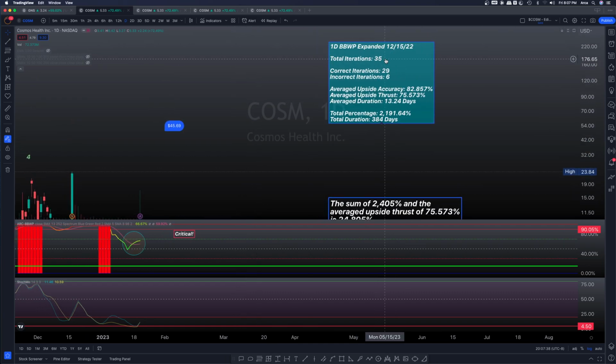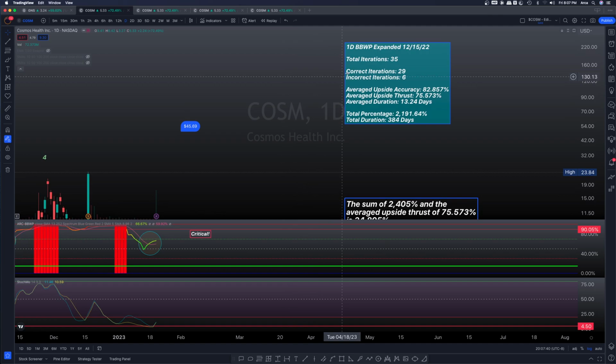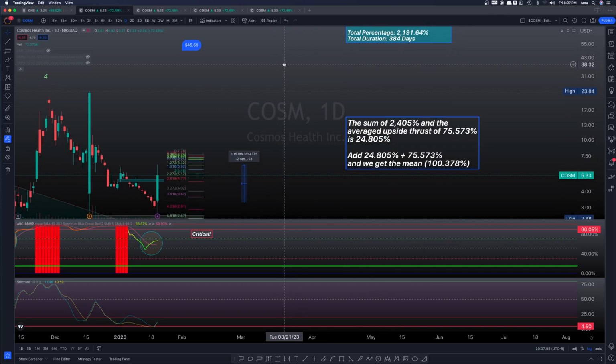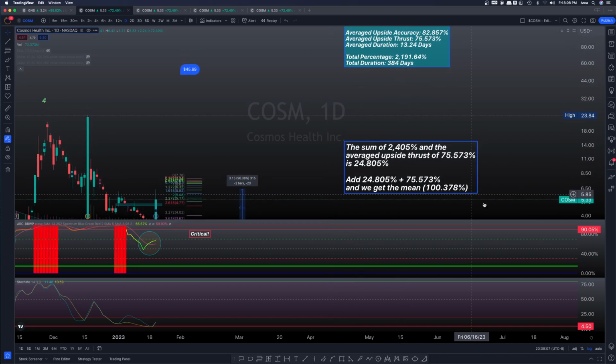Out of a total 35 iterations throughout the entire trading history of COSM on the daily chart in particular, we have had 29 correctly guessed iterations towards the upside, giving us an averaged upside accuracy of 82.85%. Now, the averaged upside thrust was corrected per the reverse split ratio of the 1:25 split. And I did the math to understand that the adjustment per that ratio was actually a corrected upside thrust of 100.378% over the span of about 13 and a quarter days.